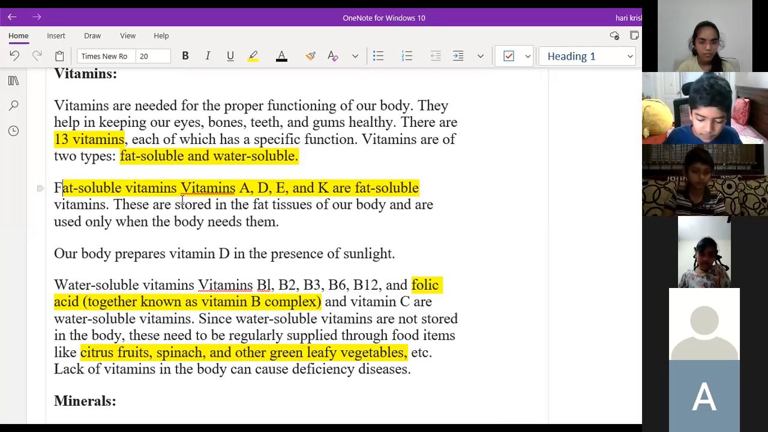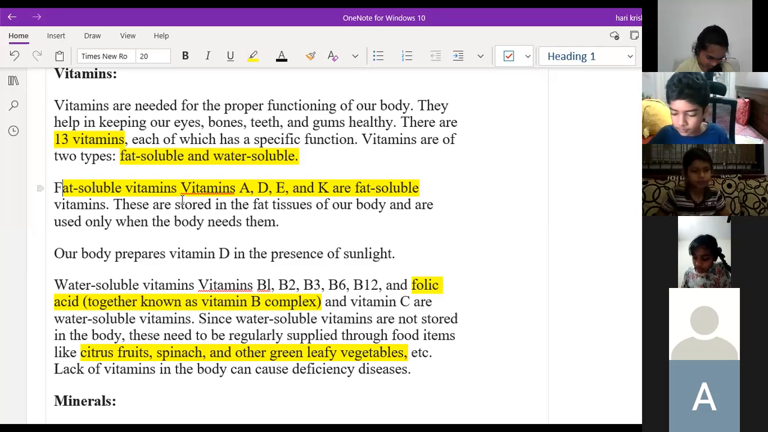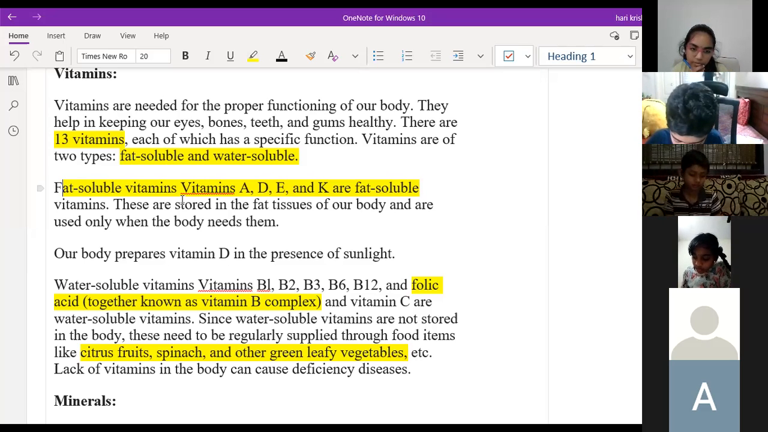Understood? The vitamins are of two types. Out of these different types, A, B, C, D, E, K, they are classified into two. One is fat soluble, which means these vitamins will be stored in the fat tissues. The next is water soluble, that is vitamin B and C, which dissolve in the water.